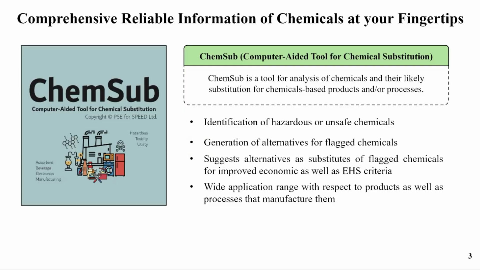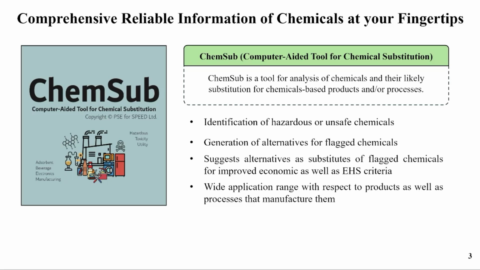Chemical substitution has become increasingly important in many chemical engineering applications. In industry, engineers are often required to replace hazardous or restricted chemicals while still maintaining product performance and process requirements. However, this task is not straightforward because the required information is usually scattered across many different databases, regulations, and literature sources. To address this challenge, we developed ChemSub, which stands for Computer-Aided Tool for Chemical Substitution.